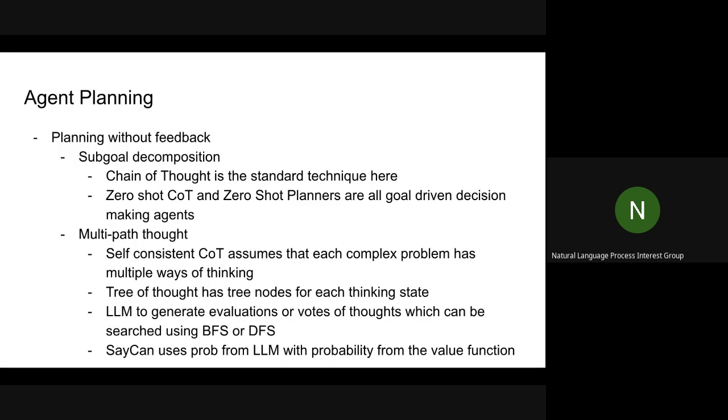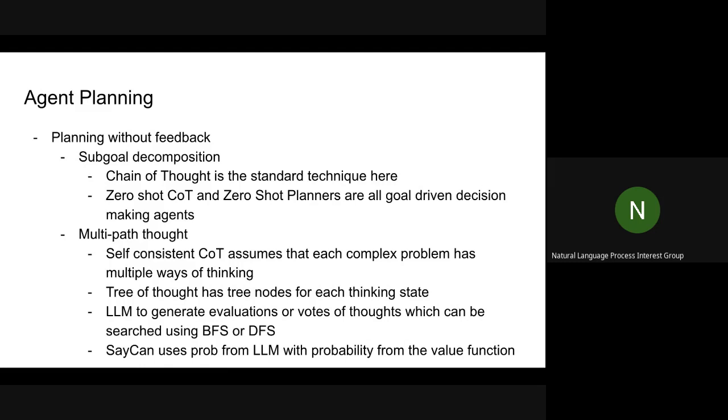So again, it's like no feedback. It comes up with various options at each stage. It has the LLM vote or generate an evaluation on each of these proposed options. And then it searches through this tree. Yeah, I don't think we've covered tree of thought either. We can probably do that too.